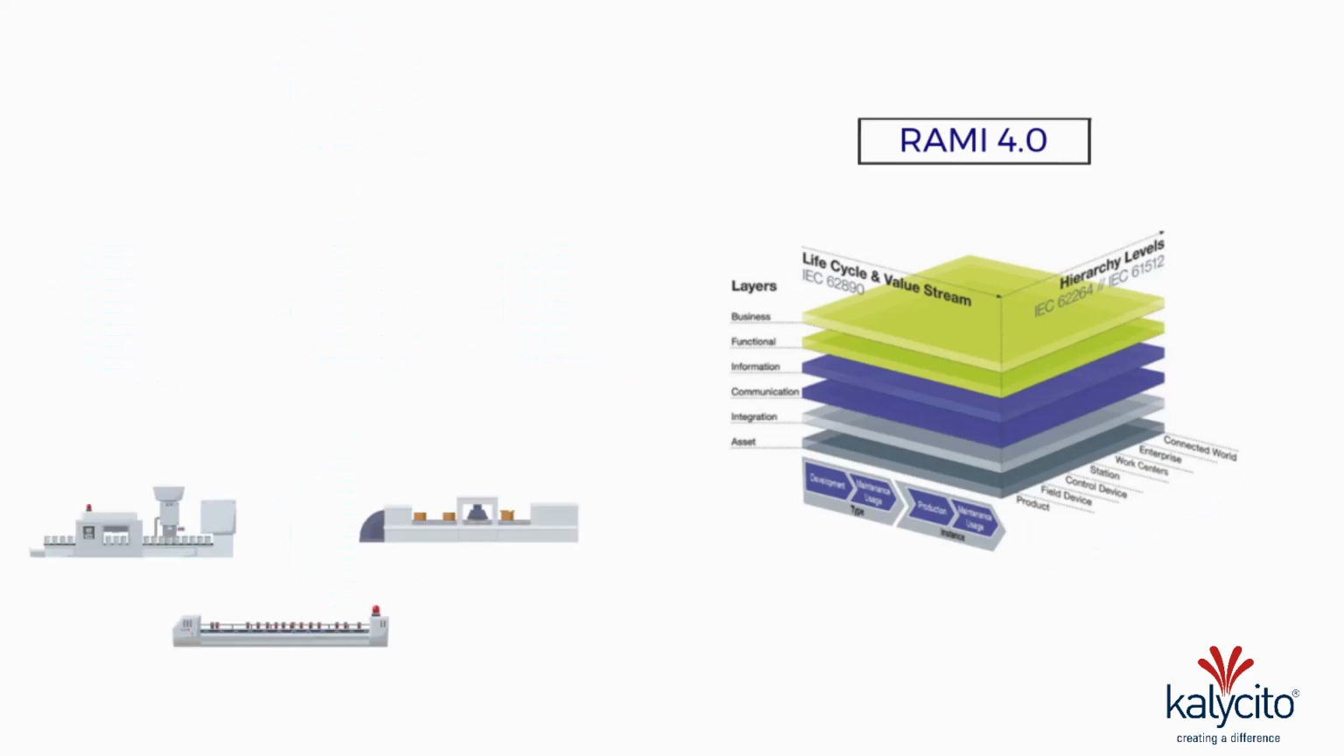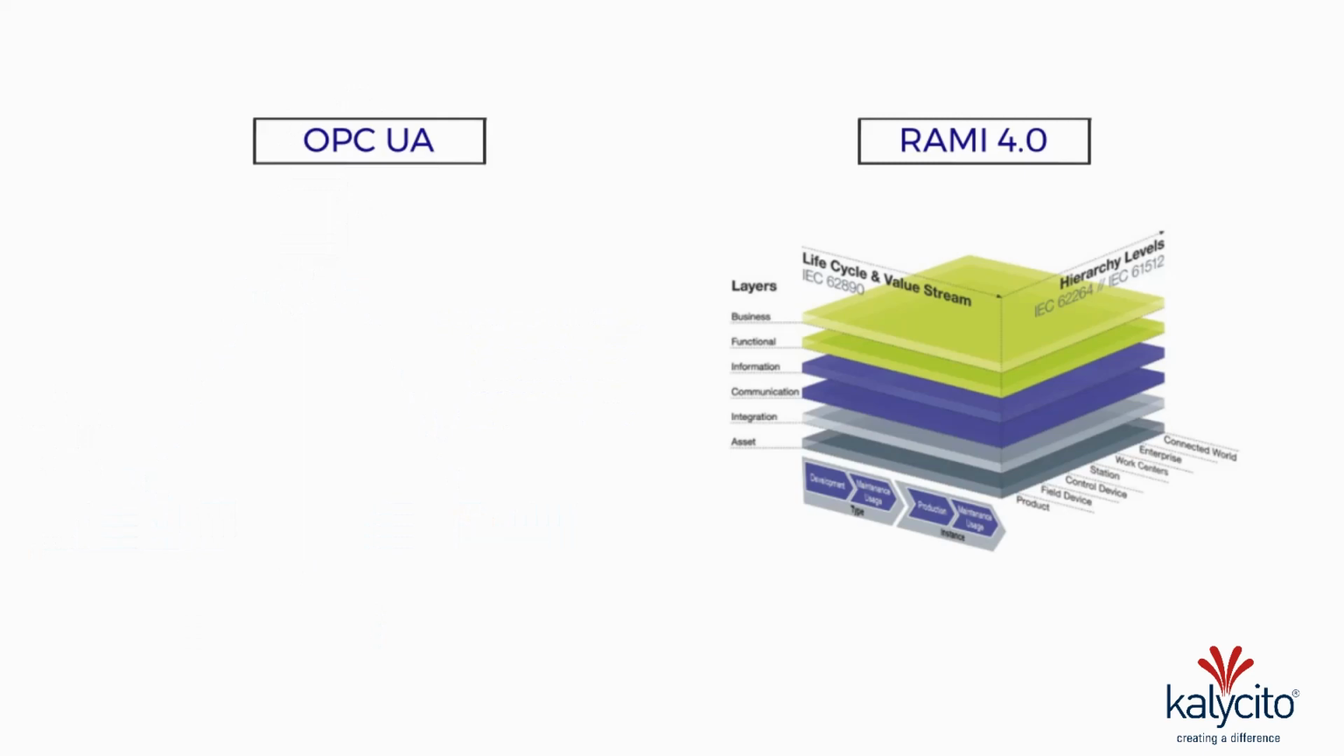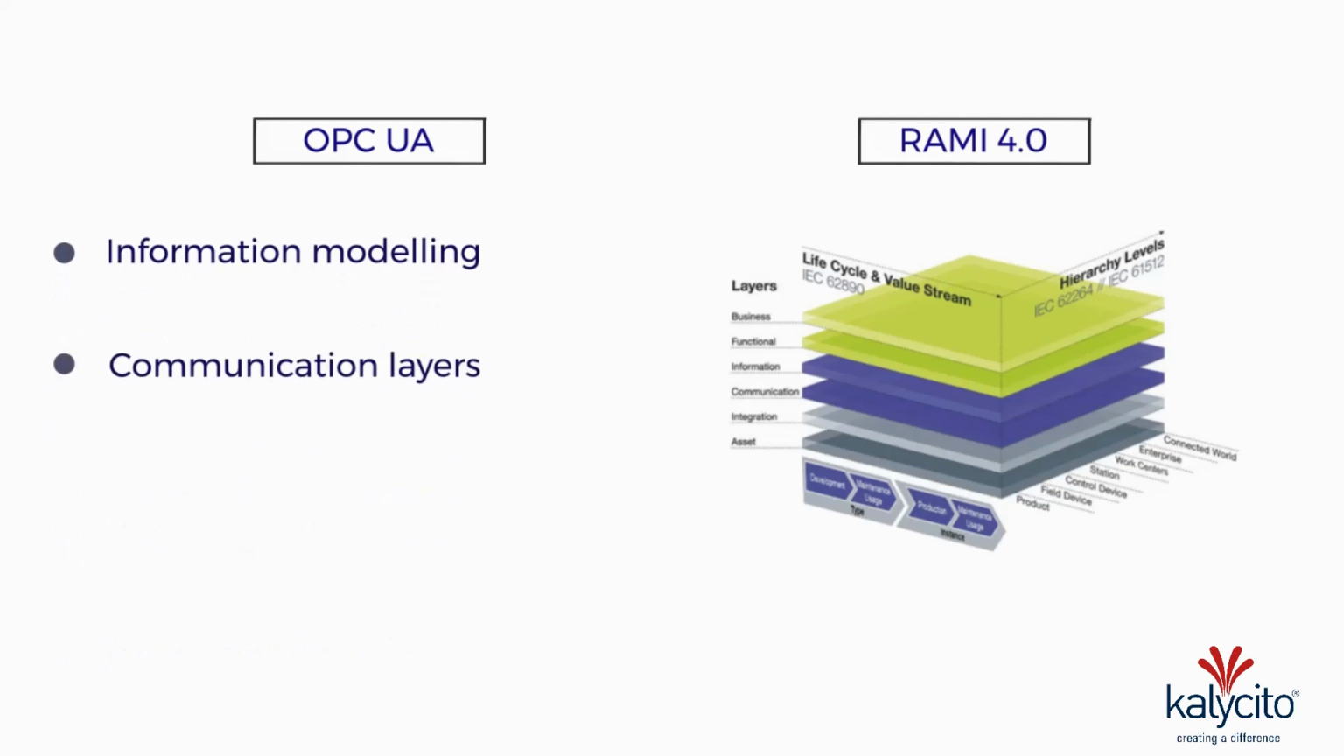of the life cycle of products, factories, machines, or orders together with the hierarchical levels in a manufacturing environment. RAMI 4.0 outlines a service-oriented architecture, abbreviated as SOA, in which assets in the manufacturing environment are networked and can expose services in a vendor and technology-independent manner to other assets or to higher-layer IT systems. This brings us to OPC UA, which has been recommended as the standard for implementing the information modeling and communication layers in this reference architecture.